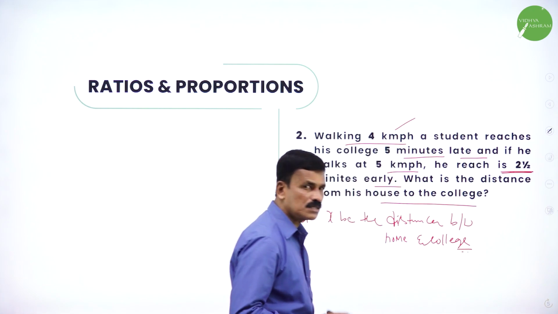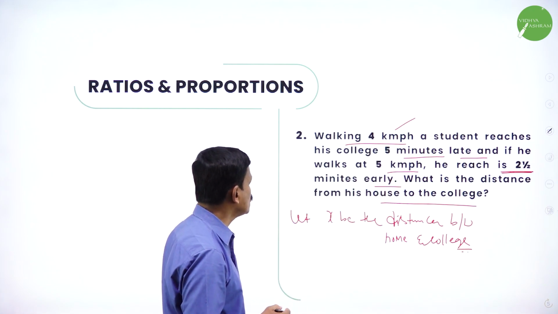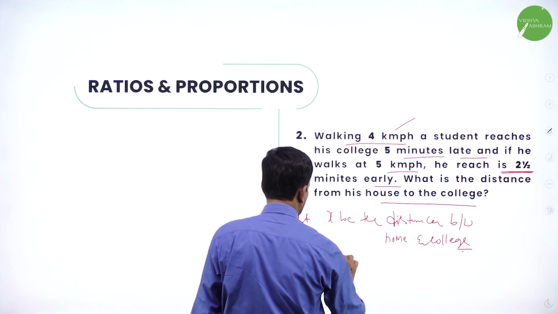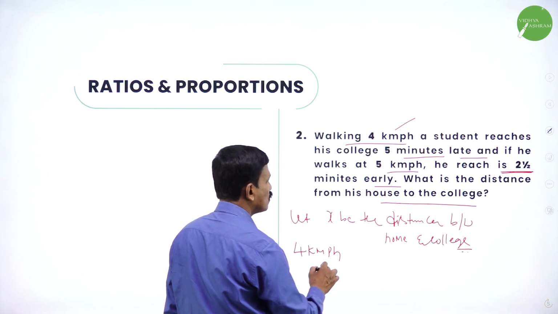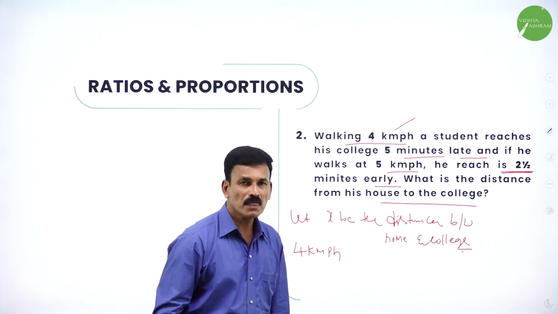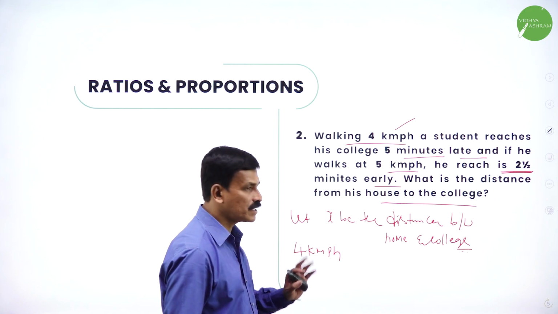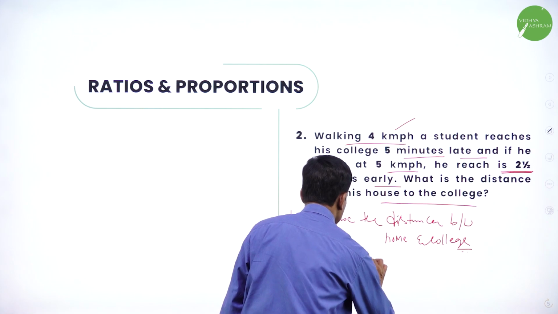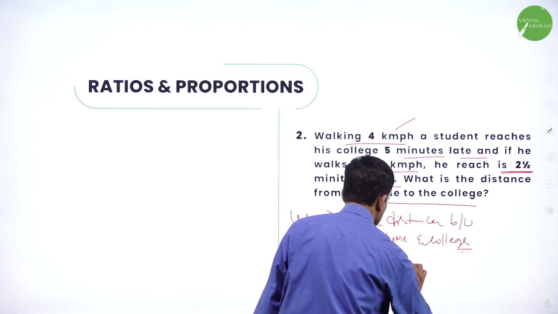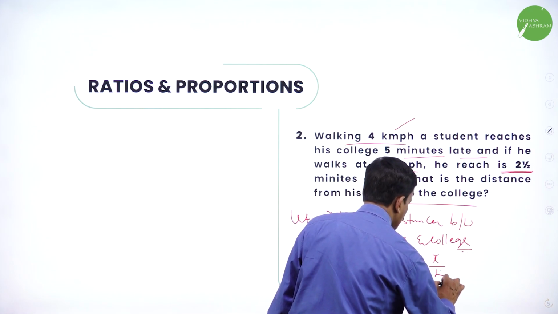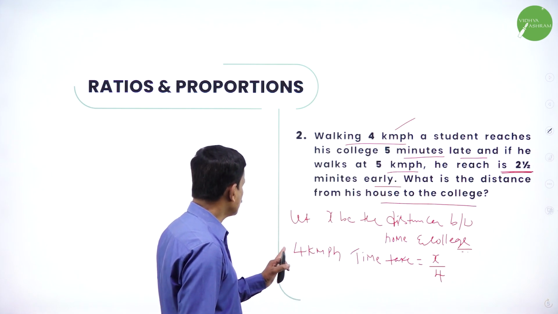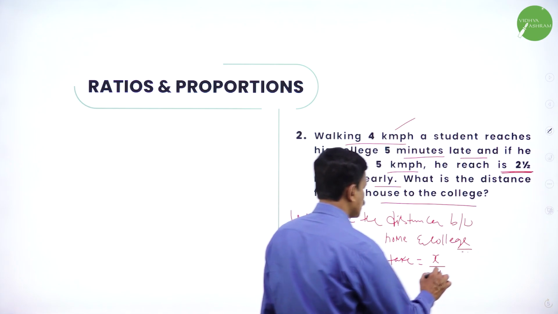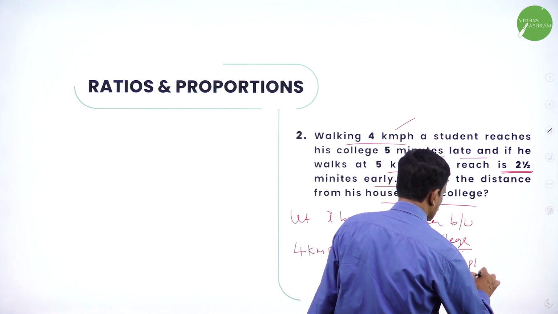Suppose x is the distance between the home and the college. On walking at 4 kilometers per hour, a student reaches the college 5 minutes late. So here, by walking at 4 kilometers per hour, the time taken is equal to x divided by 4, right? By walking 4 kilometers per hour, the time taken is x by 4, right?